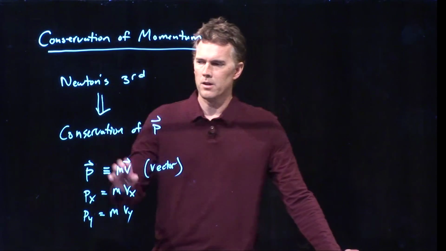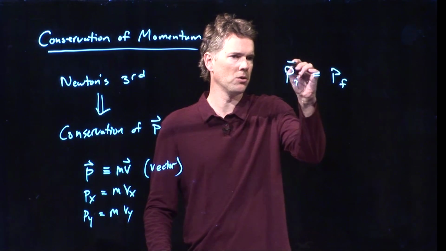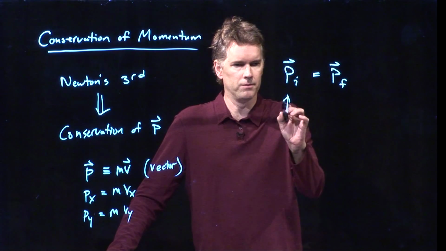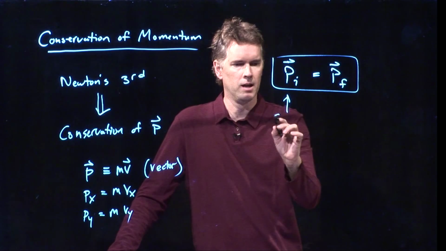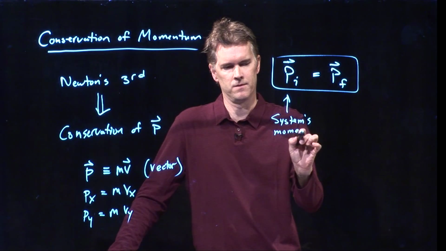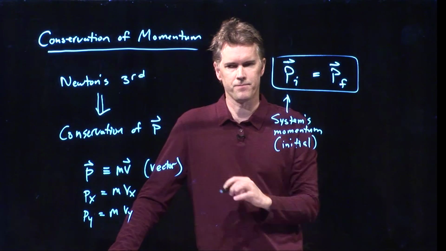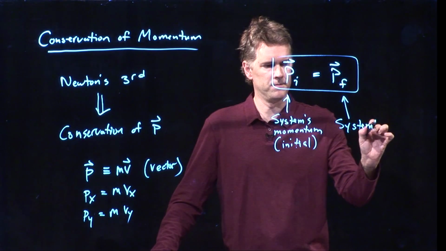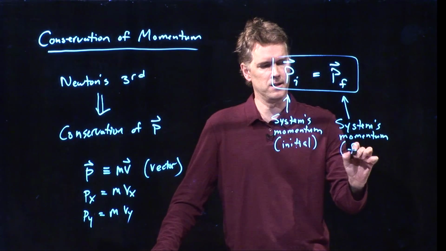So, what does conservation of momentum tell us? It tells us that P initial equals P final. And this is really important to understand everything that's in this equation. There's kind of a lot that's in this equation. This is the system's momentum initially. And that is equal to the system's momentum finally.